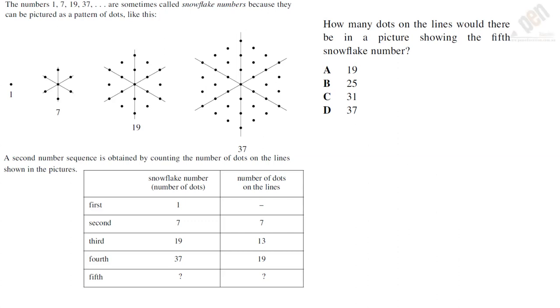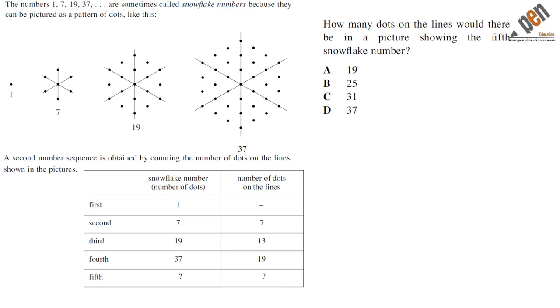The numbers 1, 7, 19, 37, etc. are sometimes called snowflake numbers because they can be pictured as a pattern of dots, like this. A second number sequence is obtained by counting the number of dots on the lines shown in the pictures.